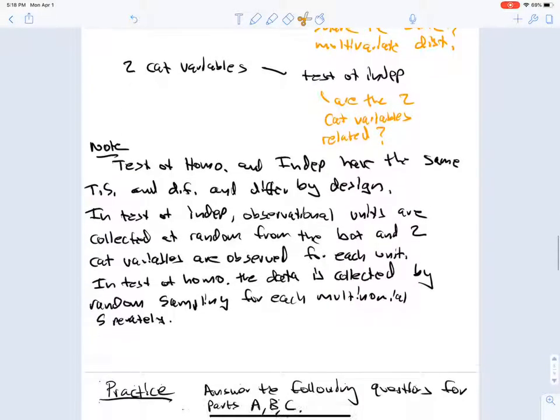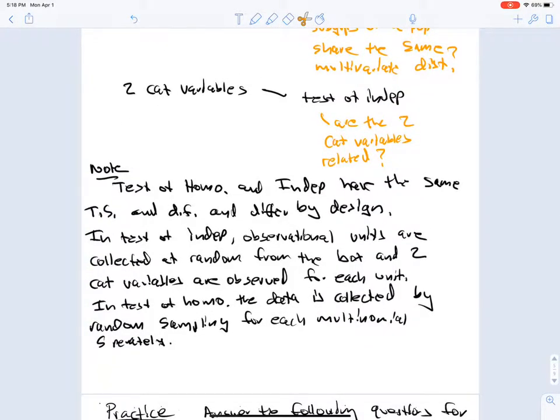And so just understand that test of homogeneity and independence have the same TS and DF, and they differ by the design and the question that they answer. In the test of independence, observational units are collected at random from the box, and two categorical variables are observed for each unit. In a test of homogeneity, the data is collected by random sampling for each multinomial separately. So good to keep that all in mind.